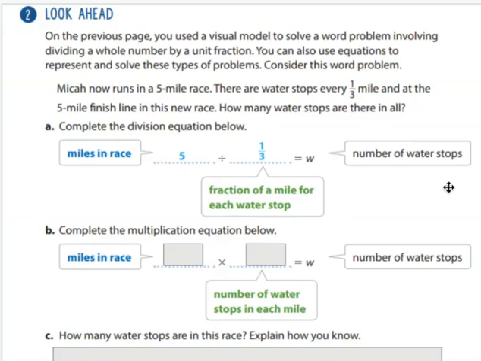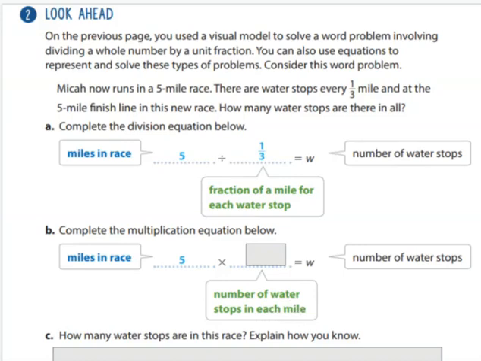So as you remember from last week and from previous lessons, you can use the inverse operation, or multiplication, to help you solve these types of problems. So you were asked in part B to complete the multiplication equation below. So we're going to think about the miles in a race, and we know that there are 5 miles in a race. Number of water stops in each mile.